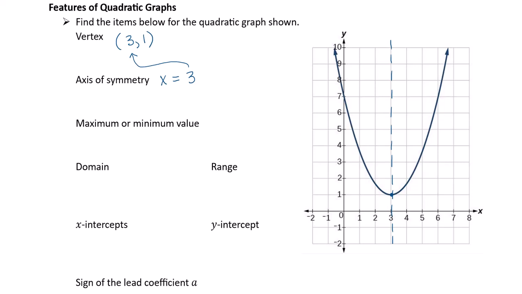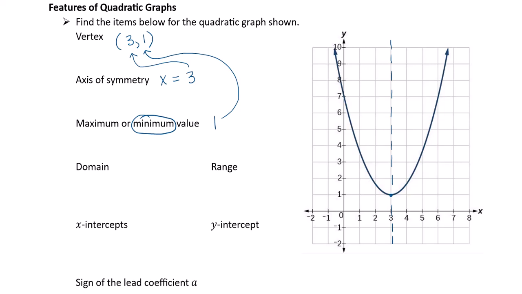The maximum or minimum value. It's either going to be a maximum or a minimum. This function has no maximum value. You can see arrows at the ends here. It continues upwards forever, but it does have a minimum value, and that minimum is a value of 1. So we'll circle minimum and say that the minimum is 1. Notice that this 1 is the y part of the vertex.